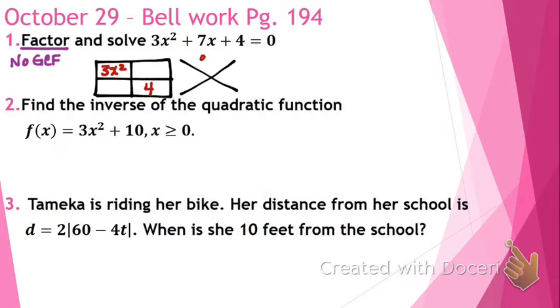The X, I do A times C, so I do the 3 times 4, and that gives me what? 12. What goes down on the bottom? 7. My B value. Yes, has to multiply to the 12, add to the 7. So 4 and 3 is absolutely correct.